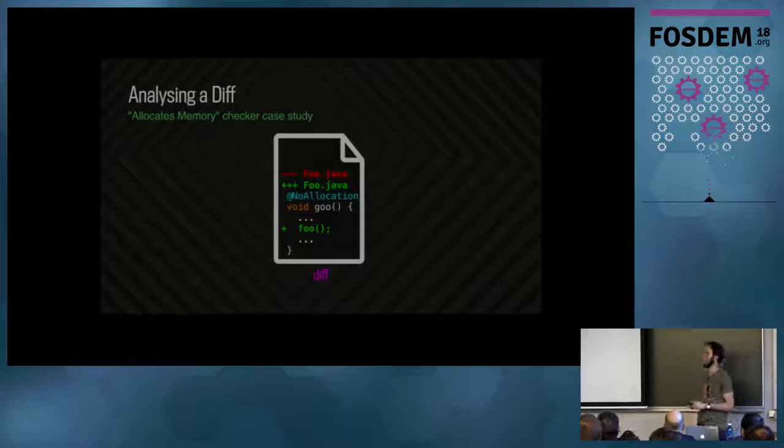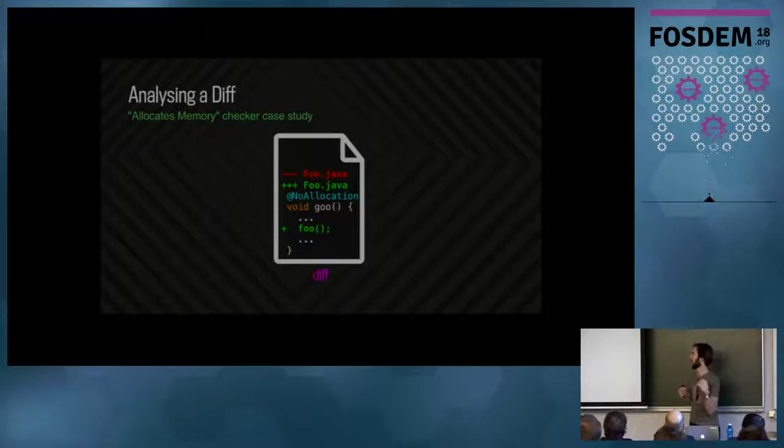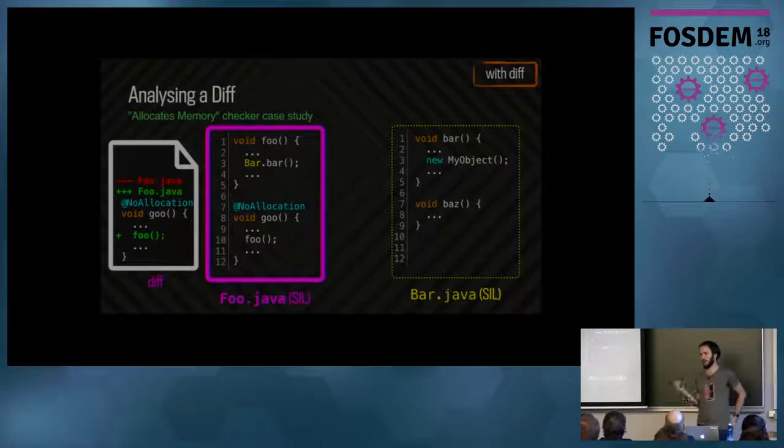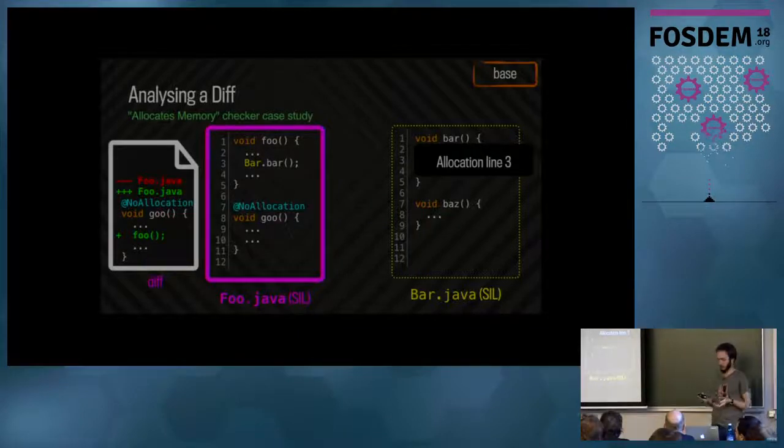So let's go back to our example and see how diff analysis works in a bit more detail. Let's say that our diff was the diff that introduced the call to foo in the no allocation method. That's the state of the code after the diff, which is what we saw earlier. So we know that Infer reports the error on goo because it calls foo, which allocates. Then Infer will analyze the base commit, the version of the code without the diff. In this version, goo doesn't call foo.